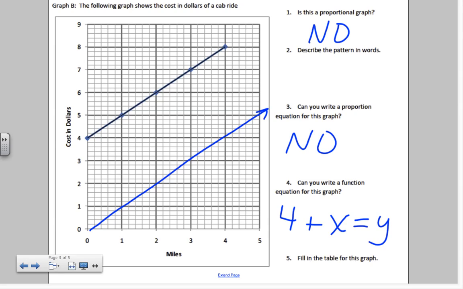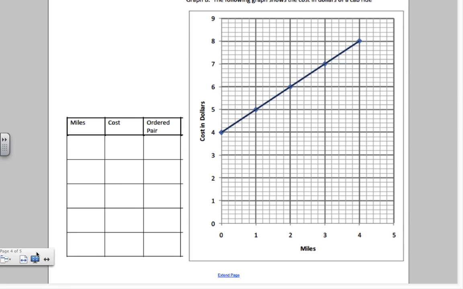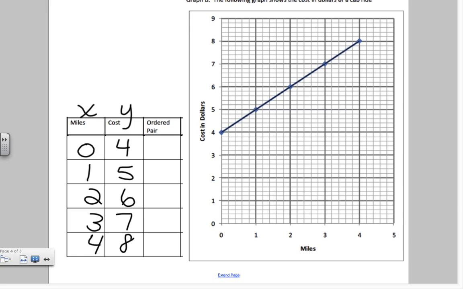Any questions on that? All right, now can you fill out a table? Yes. So you're telling me we can fill out a table for any type of graph, right? Now, if you notice, let me just fill this in. Miles or cost, which ones are x? Do you guys agree that in a T-chart, your x is always on the left side of y? Just like how you write an ordered pair. So we start with 0, but what's our cost this time? 4. After 1 mile, what has the meter gone up to? 5. 2 miles? 3 miles? All right. Write your ordered pairs.